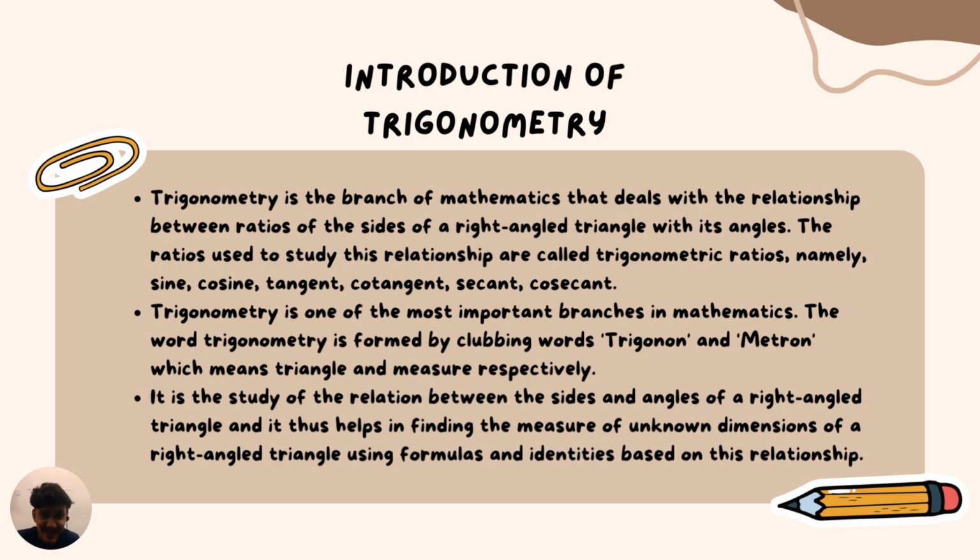Trigonometry is one of the most important branches in mathematics. The word trigonometry is formed by combining the words trigonon and metron, which mean triangle and measure respectively. It is a study of the relation between the sides and angles of a right angle triangle, and it helps in finding the measure of unknown dimensions of a right angle triangle using formulas and identities based on this relationship.